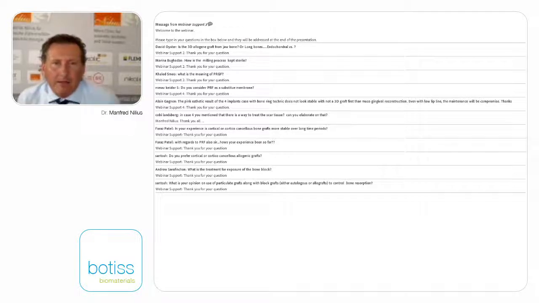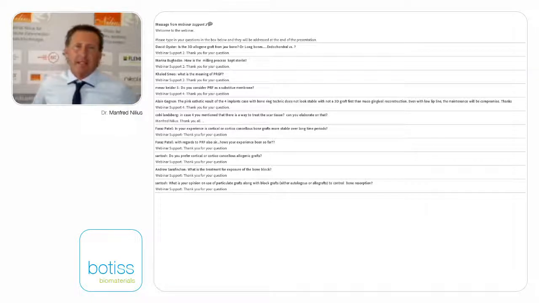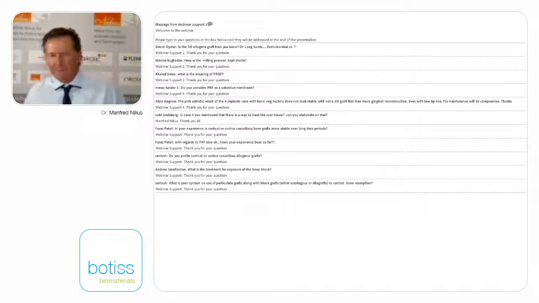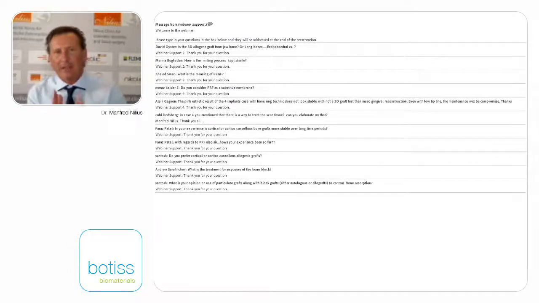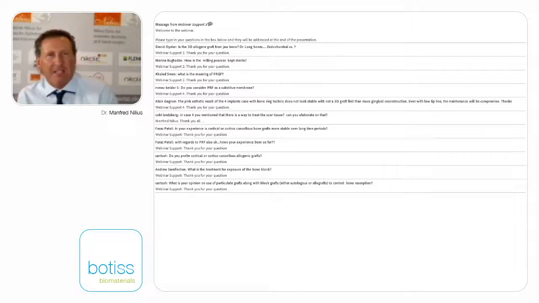Faraz Patel is asking, in your experience, is cortical or cortical-cancellous bone graft more stable over a long time period? Yes, there are some investigations made by a German group, the German maxillofacial surgery group. Normally, when the cortical bone is very thin and like a wall, and not a monocortical, not a very big one, only a thin one reconstructing the wall, filled up in the gap with spongy bone, this gives very good long-term results.